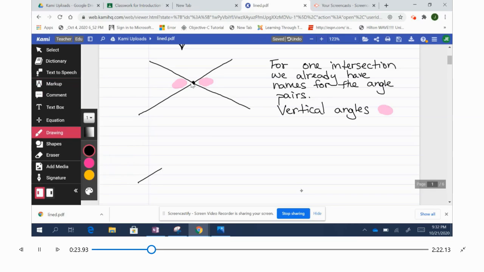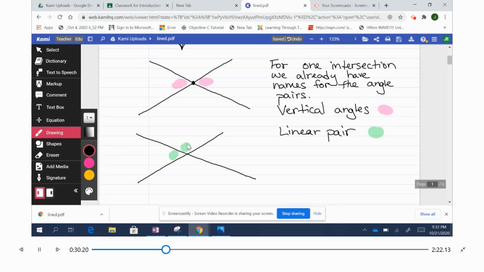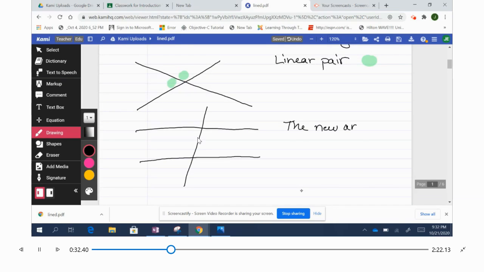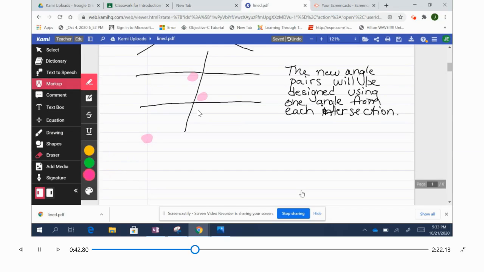Okay. Now, what I'm trying to explain here is we already have covered vertical angles and linear pair. So what we're doing now is we're creating two intersections because we have two lines cut by a transversal. The transversal is what's going to create the two different intersections.